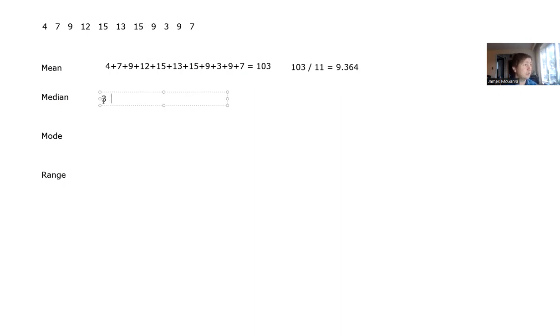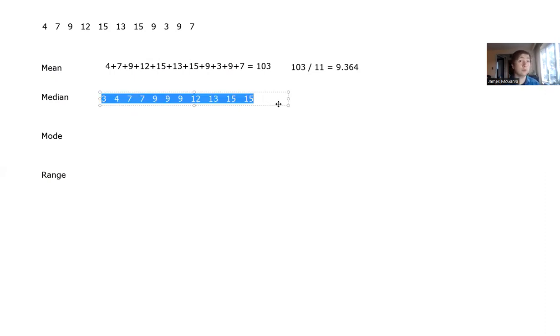So there's a 3, then a 4, and then a 7, and then a 7, and then a 9, a 9, another 9, 12, 13, 15, and a 15. And I wonder if I got all of them, I should count to make sure. 1, 2, 3, 4, 5, 6, 7, 8, 9, 10, 11. Good, I got them all. All right, that's all 11.